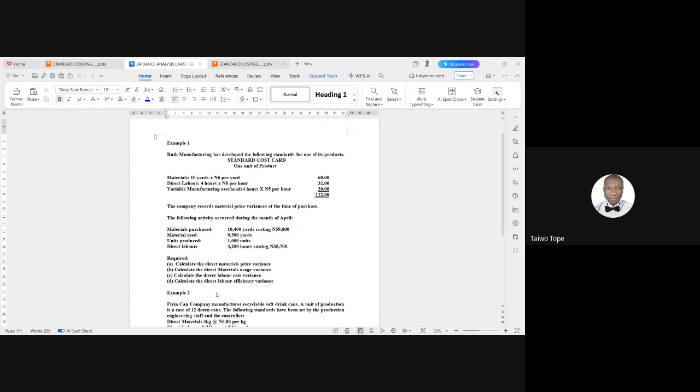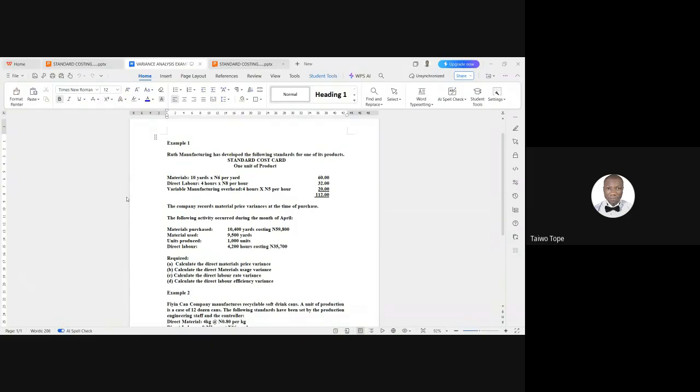This example here, I said example 1. Roots Manufacturing has developed the following standards for one of its products. Standard cost card. You can see 1 unit of product. This is a cost card for 1 unit. If you want to produce 1 unit of this product, the standard that has been set is this.